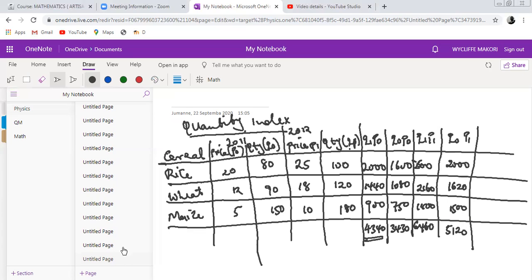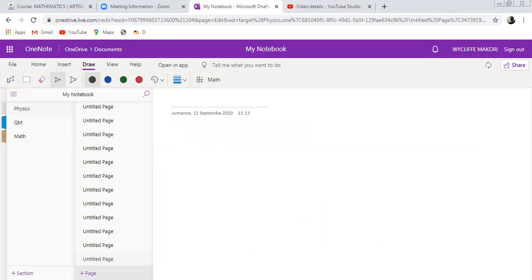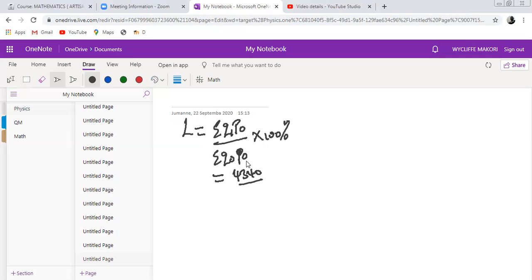Having obtained those values, we can now proceed and calculate the index numbers. The Laspeyres is given by the summation of Q1P0 over the summation of Q0P0, then we multiply by 100%. The values we have obtained are 4340 for the summation of Q1P0 over 3430 for the summation of Q0P0. Then you multiply by 100%, and you realize that this is going to give you 126.53%.